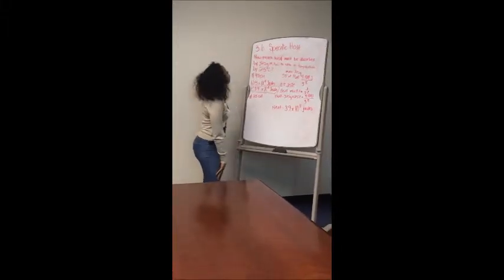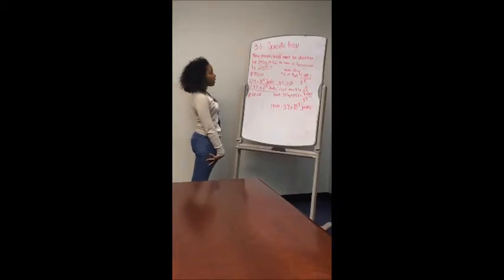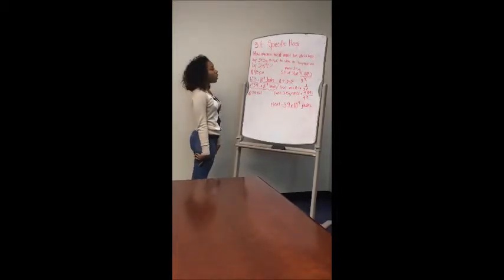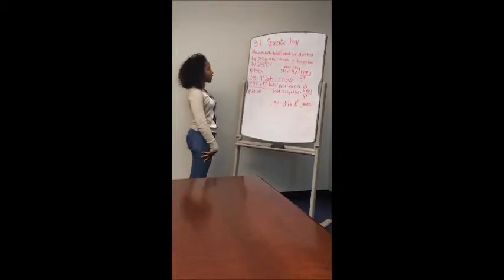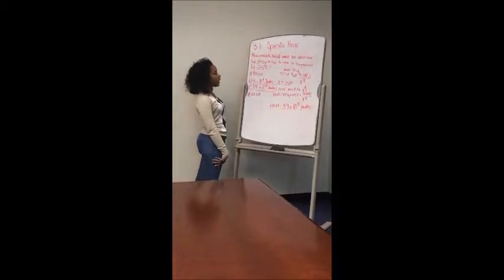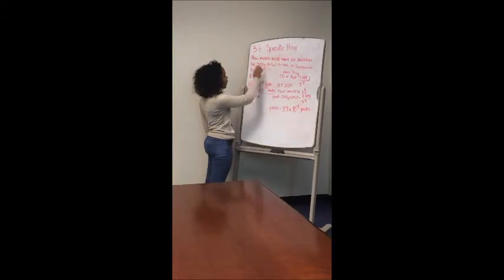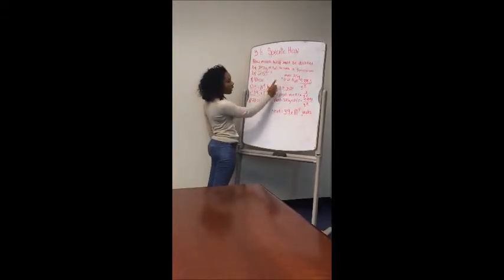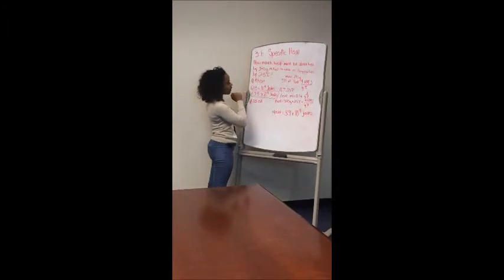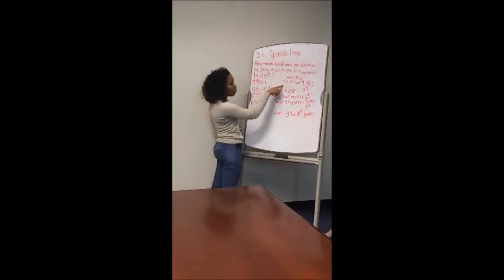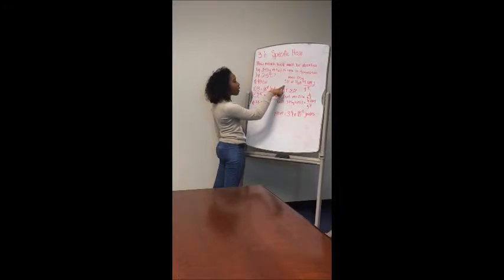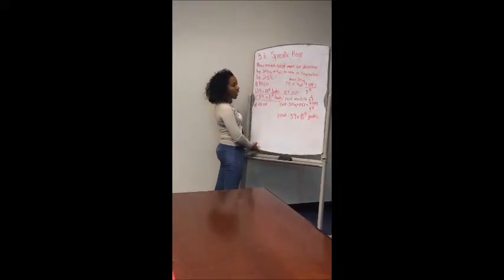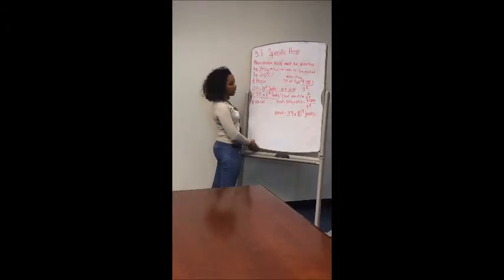For my multiple choice question, I had: how much heat must be absorbed by 375 grams of H2O to raise its temperature by 25 degrees Celsius? First, you have to find what is given to you. The mass is given, and the temperature change is given. But you would know from memory what the specific heat of H2O is, which is 4.184 joules per gram Celsius.